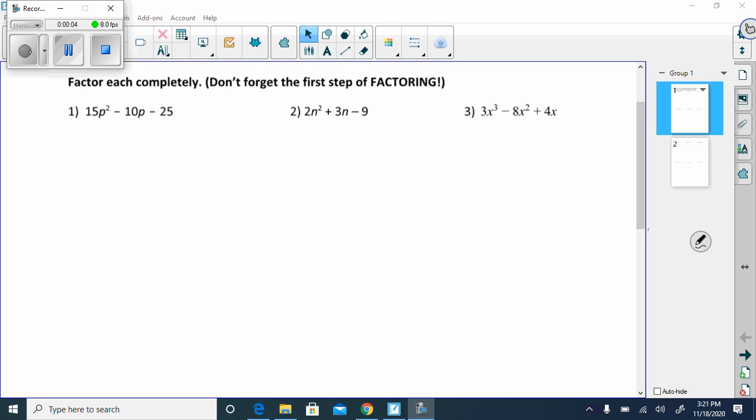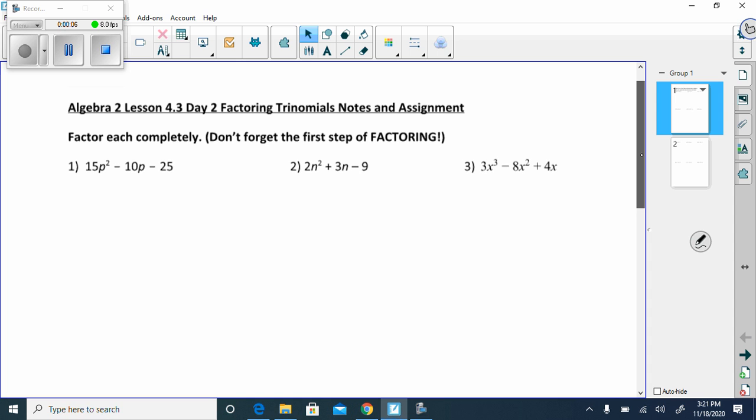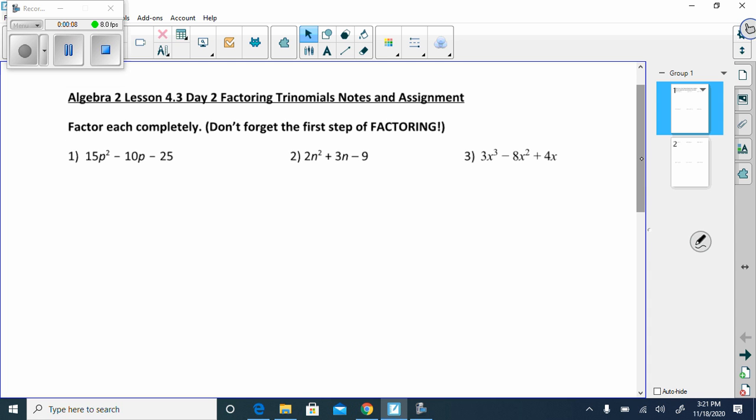So today we're going to be factoring trinomials with lead coefficient greater than 1. So what I mean by that is even if we are able to pull out a GCF, the number in front of our first term is not going to become 1. So we're going to have to change our rules up just a little bit.